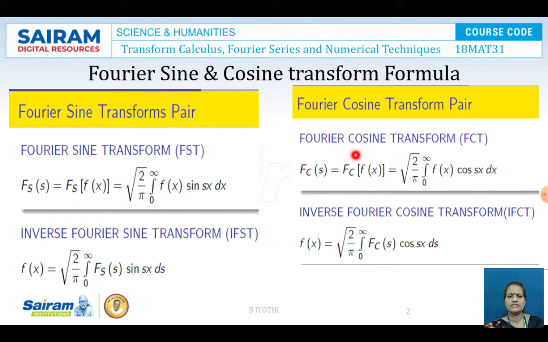And the Fourier cosine transform is given by Fc(s) = root of 2 by pi integral 0 to infinity f(x) into cos sx into dx. And the inverse Fourier cosine transform is given by f(x) = root of 2 by pi integral 0 to infinity Fc(s) into cos sx into ds.